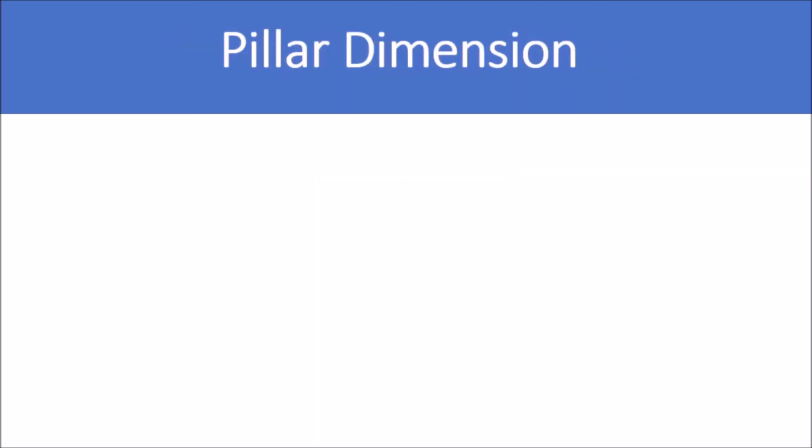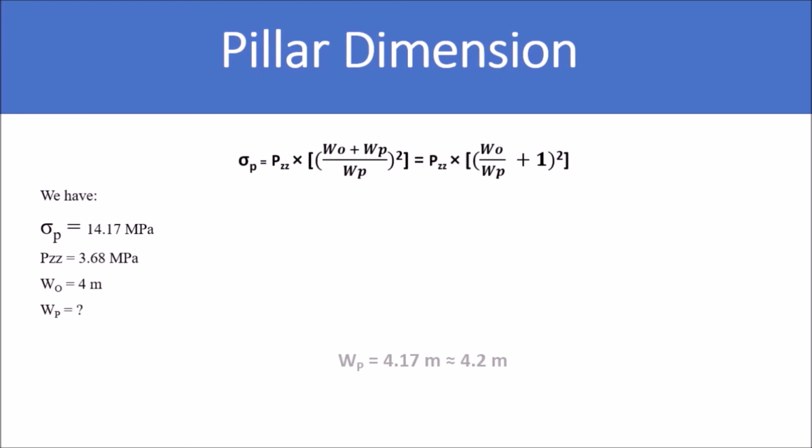For designing pillar dimensions, this formula is used where sigma p is stress on pillars, PZZ is vertical stress, WO is width of opening and WP is width of pillar. Putting the values in the formula, we get width of pillar equal to 4.17 meters. We choose 4.2 meters for our mine.